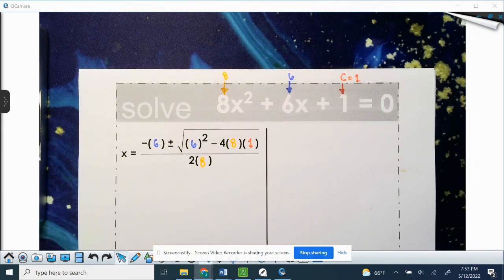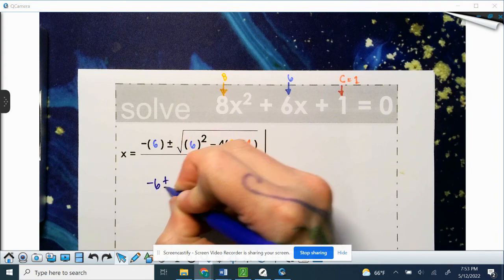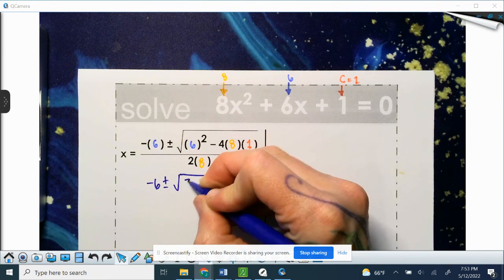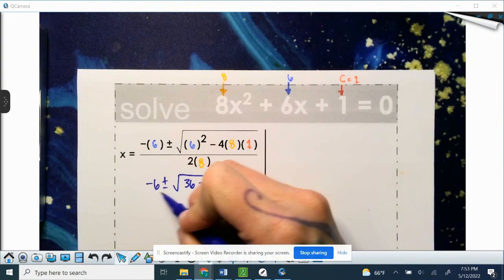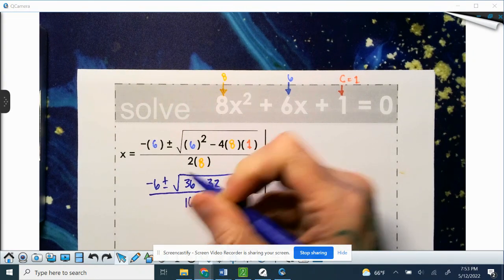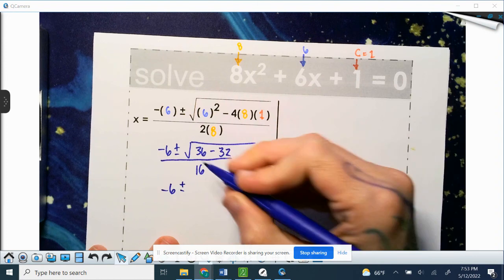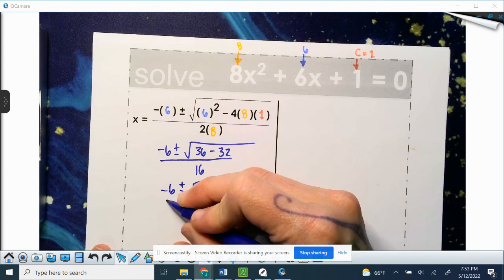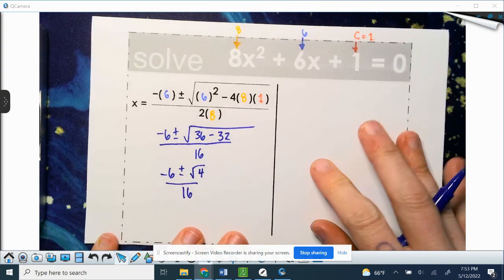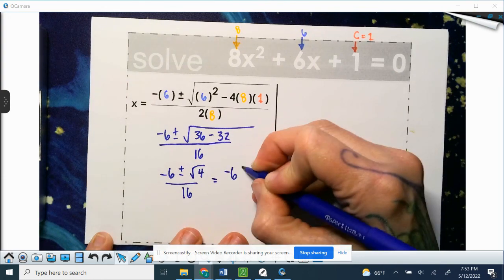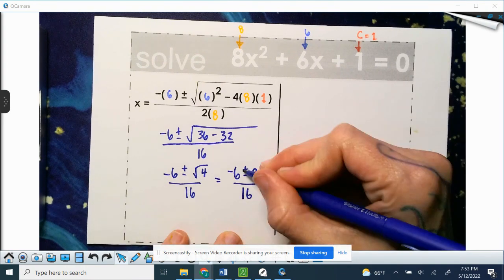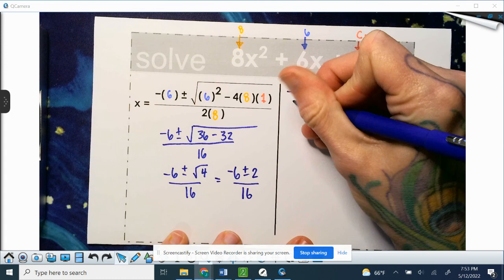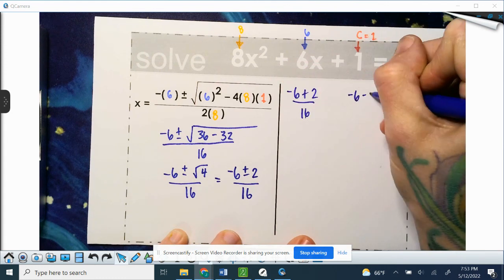Opposite of 6 is going to be negative 6 plus or minus the square root. 6 squared is 36. And then we're going to multiply negative 4 times 8 times 1, which is going to give me 32, all over 16. So negative 6 plus or minus 36 minus 32 is going to be 4, all over 16. Hopefully you know by now that the square root of 4 is going to be 2. So it's going to be negative 6 plus or minus a positive 2 over 16. So the plus or minus, we're going to do it twice. Negative 6 plus 2 over 16. Negative 6 minus 2 over 16.